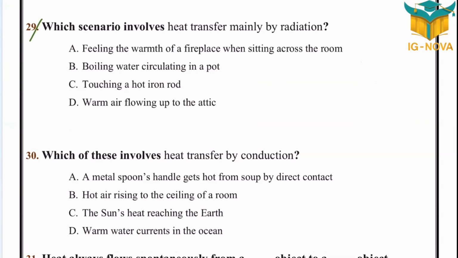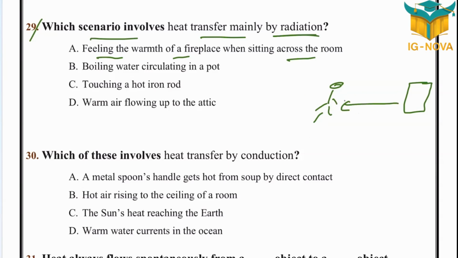Question 29. Which scenario involves heat transfer mainly by radiation? First choice: feeling the warmth of a fireplace when sitting across the room. If you have a heater and you are sitting across the room, heat will transfer at the same level, not up. If hot air moves up, it's convection, but at the same level the only way is radiation. So I'm going to go for A.